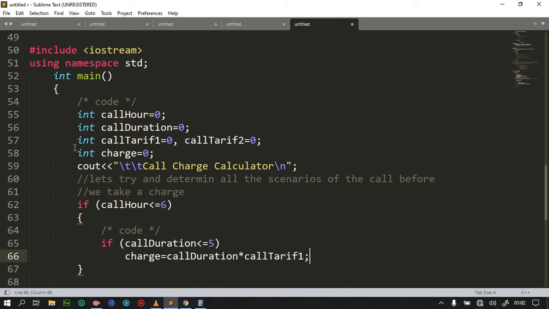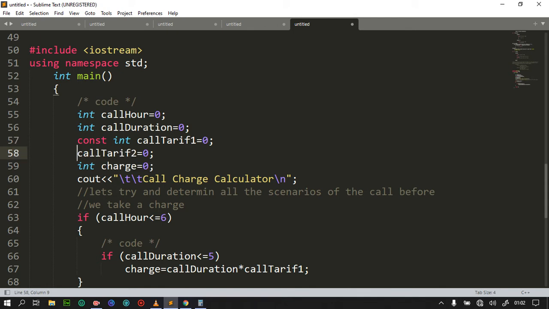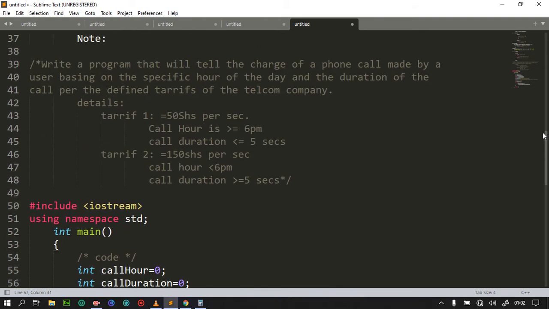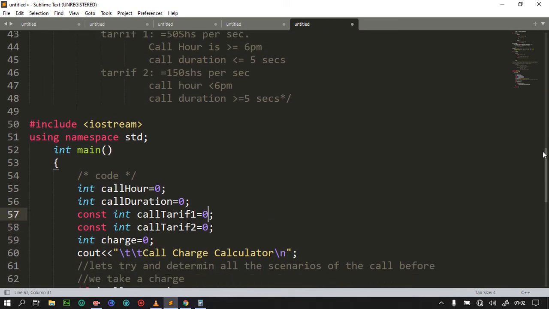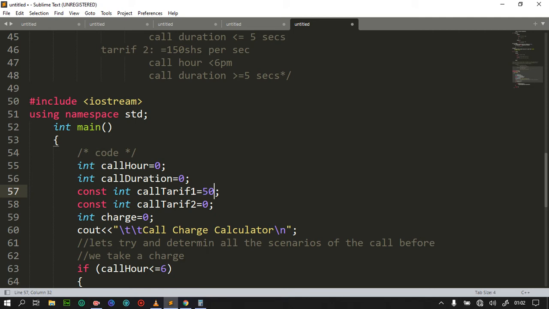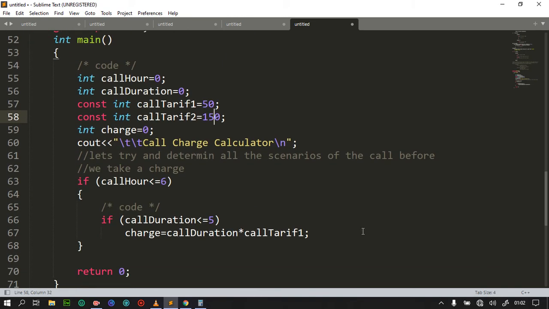So it means that let's fix call tariff 1. Let's use const. I've just thought about it. Let's try to use it here. Then here we shall also use const int. Then call tariff 1 up here, what did we say? Each is 50 shillings and the other one is 150 shillings. So here we shall say 50 shillings, then here we shall say 150 shillings. So they are constant, so we don't expect them to change.